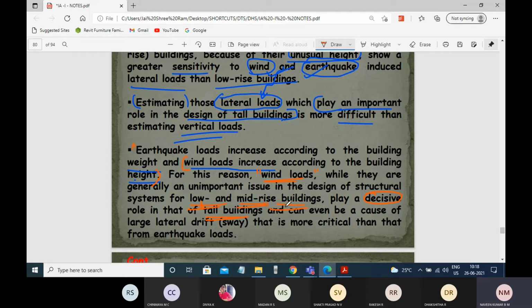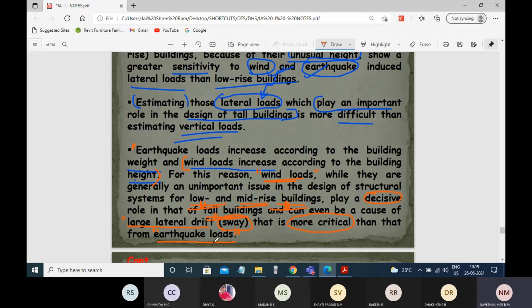Even this particular load can be a cause of a large lateral drift or sway that is more critical than earthquake loads. Okay, so that means in the case of tall buildings, the worst is earthquake, but while designing the tall building, you have to consider the lateral load due to wind load because of large lateral drift.